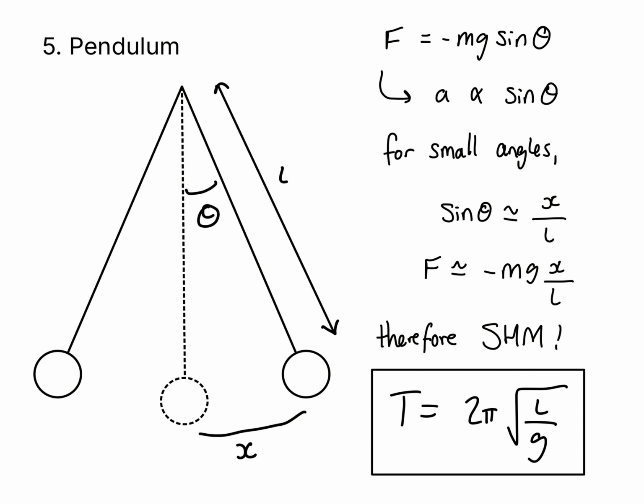So the period is 2 pi square root of L over g. It depends only on the length and the gravitational field strength, not on the mass of the bob, and not on the amplitude. Change the bob for a heavy one and the period is identical. Both of these examples are really important for exams.